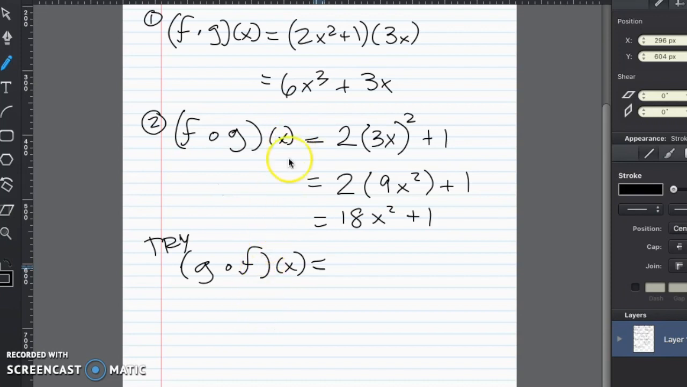Okay? So once you try it out, we shouldn't end up with the same answer. It should be slightly different.